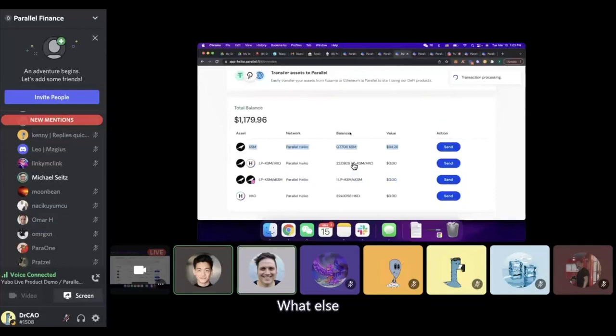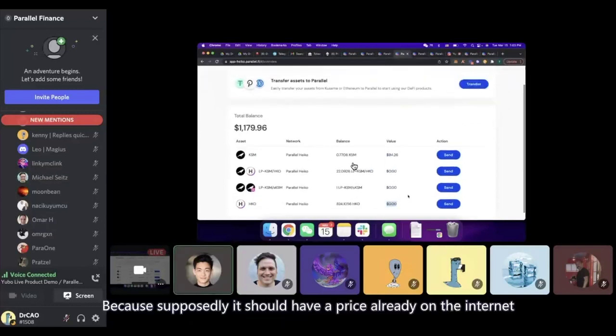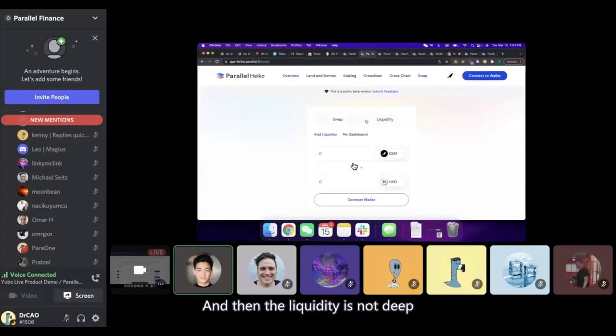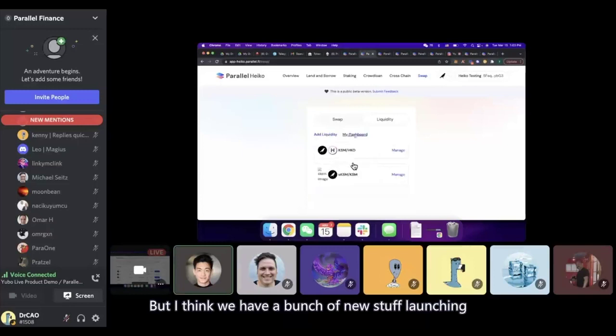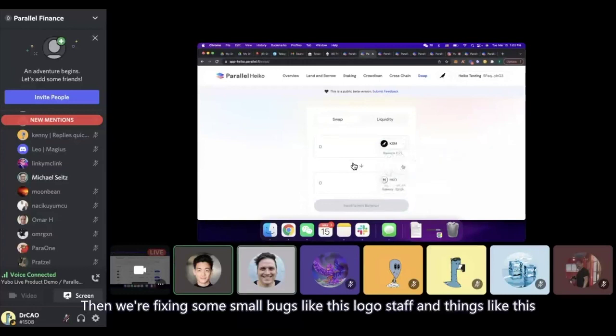And then what else? We're fixing the pricing. LP tokens actually have a price. We're fixing the pricing. Heiko will fix the price as well, because supposedly it should have a price already on the AMM, but it's really just at the early stage. So feel free to play around and feel free to swap if you want to trade anything. The liquidity is not deep because we're just testing it right now. But I think we have a bunch of new stuff launching, and we have a bunch of analytics so people can see how many people are using the protocol and things like that. But yeah, it's doable right now. And we're fixing some small bugs like this logo stuff and things like this.